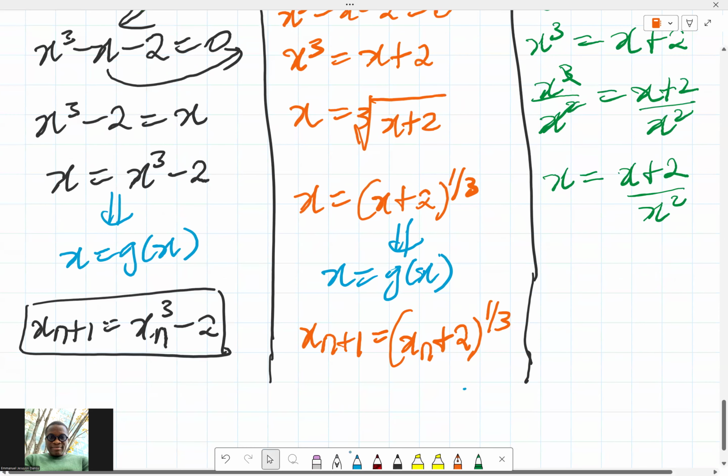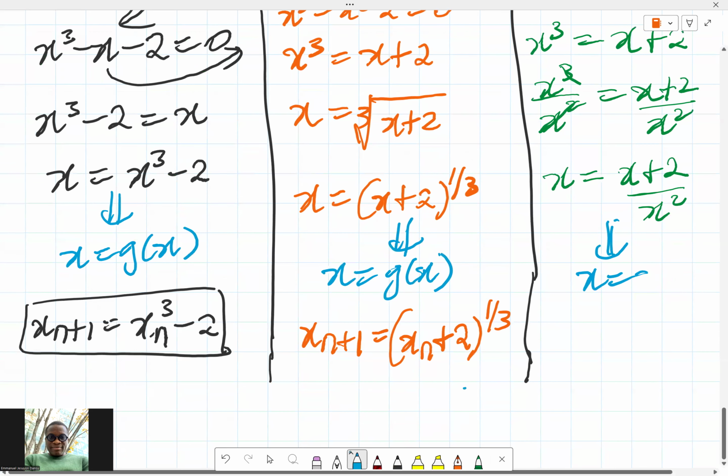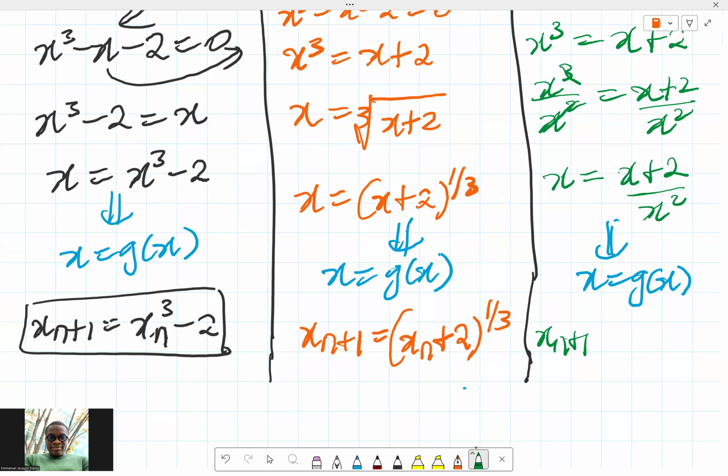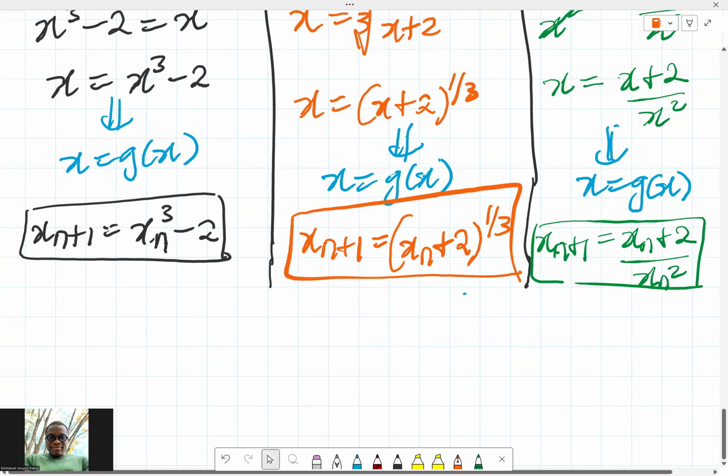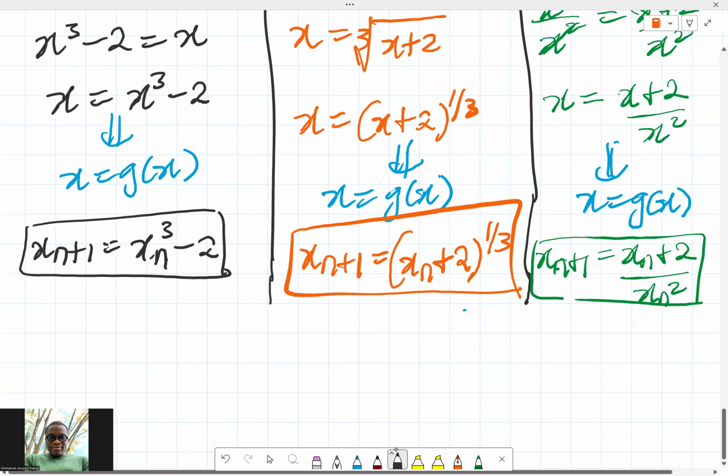So this form again is the form x equals g of x. That's another one. And then we can write the formula at the end of the day to be xn plus 1 equals xn plus 2 divided by xn squared. So again, we have this formula here, and then we have this here. So we have three possible ways of expressing the same thing. So now we want to see which of these ones will give us the best results.